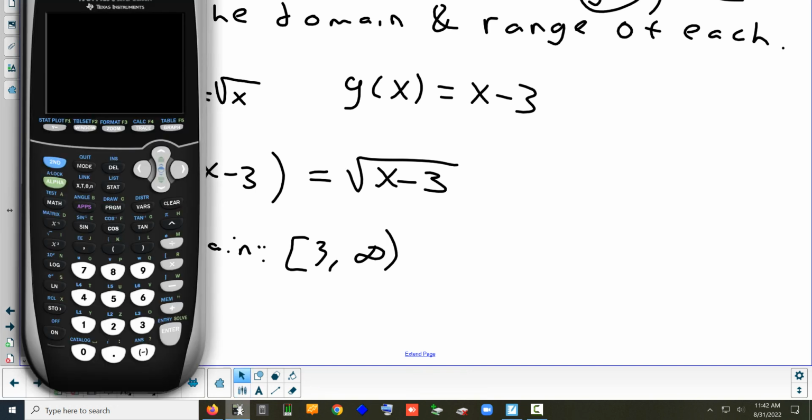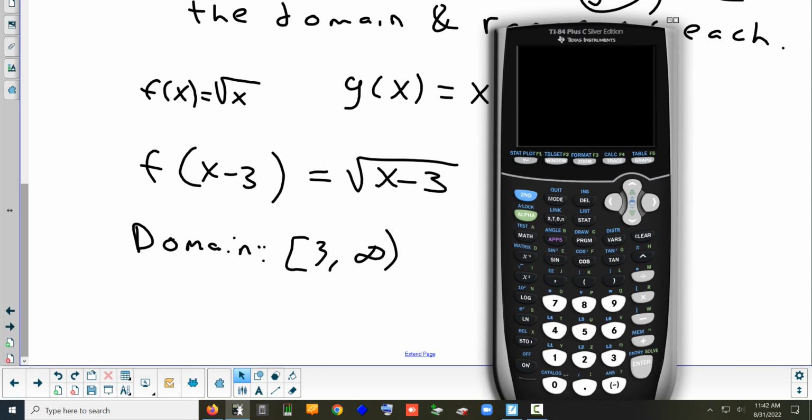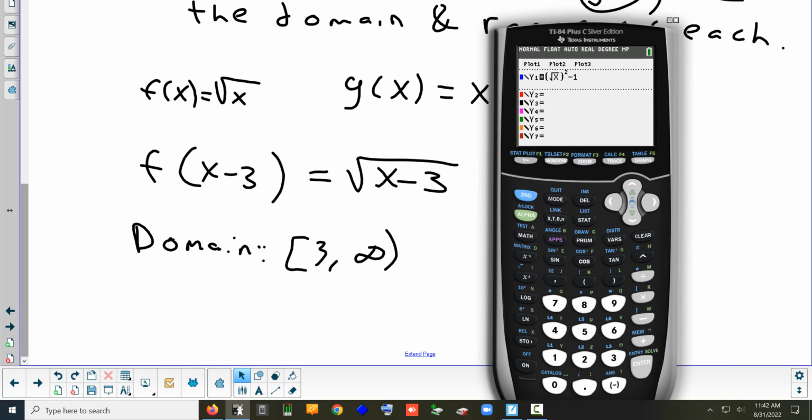Let's graph it. So go to y equals, put in the square root of x minus 3, and let's set our window from 3 to infinity. So again, just set it, I don't know, go up to like 20. Maybe you can go like 20 or 30, I guess. That's enough to, I think, see what's happening. So what does it look like your range is?